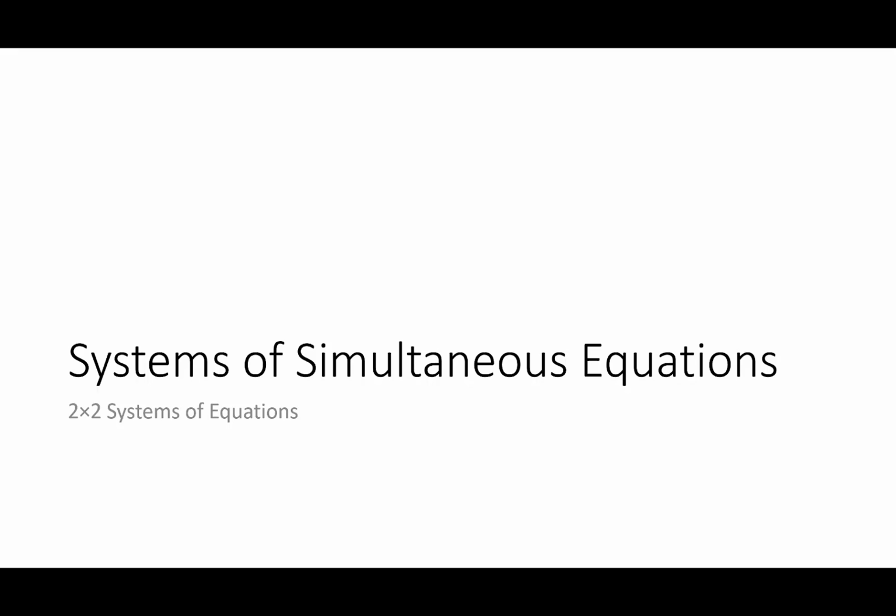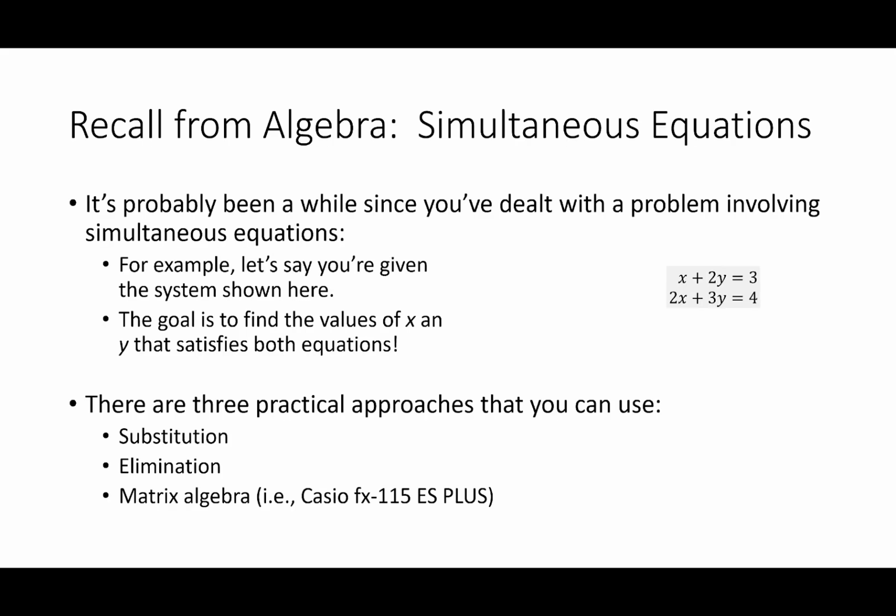Okay, so let's look at systems of simultaneous equations. Here is a simultaneous equations problem. Let's assume that I give you 2 equations. I say that x plus 2y equals 3 and 2x plus 3y equals 4. I give you those 2 equations. And the goal is to find those magical values of x and y, that one pair of x and y values that satisfies both equations.